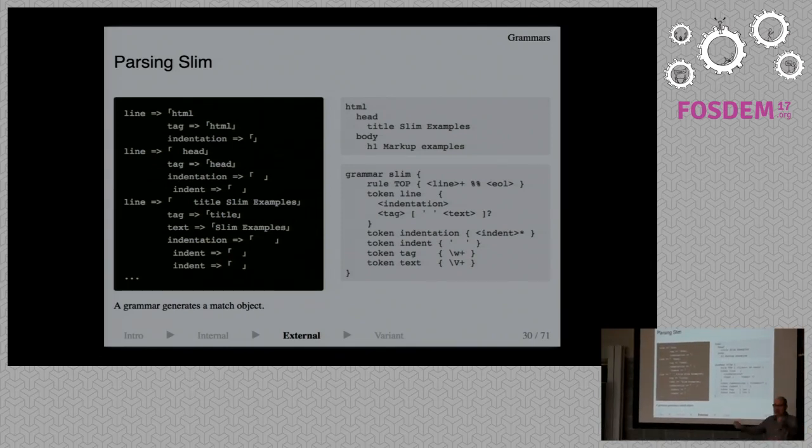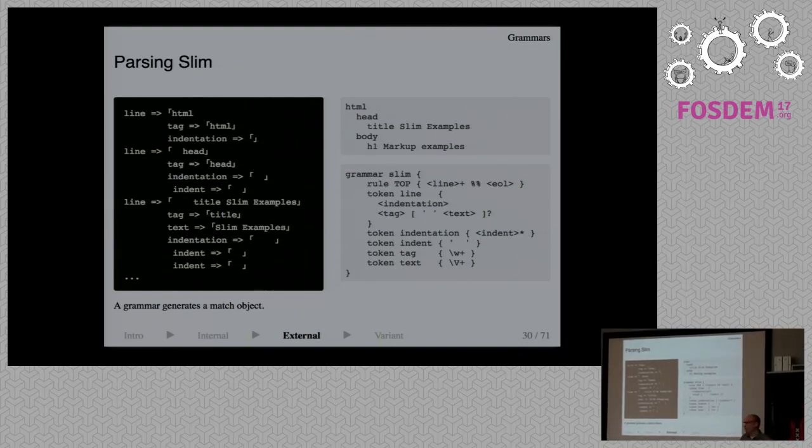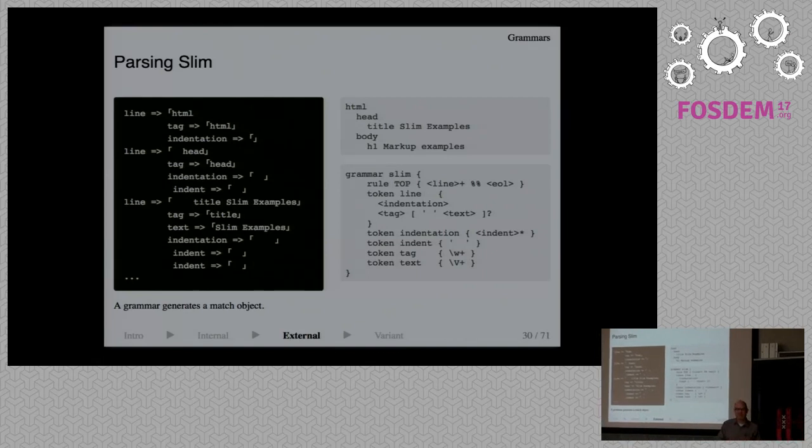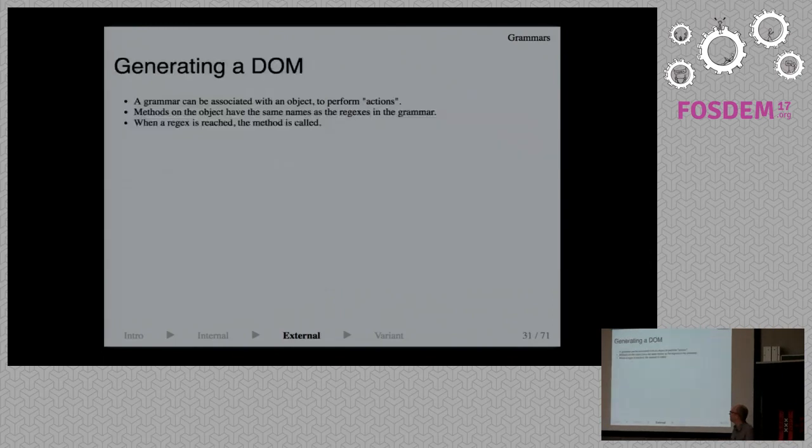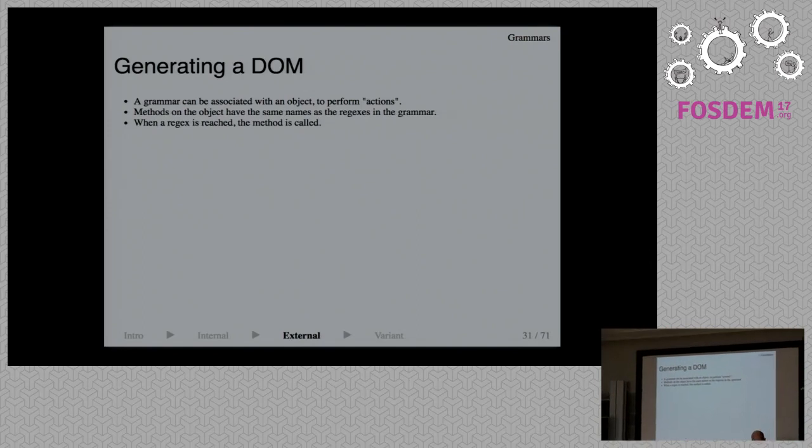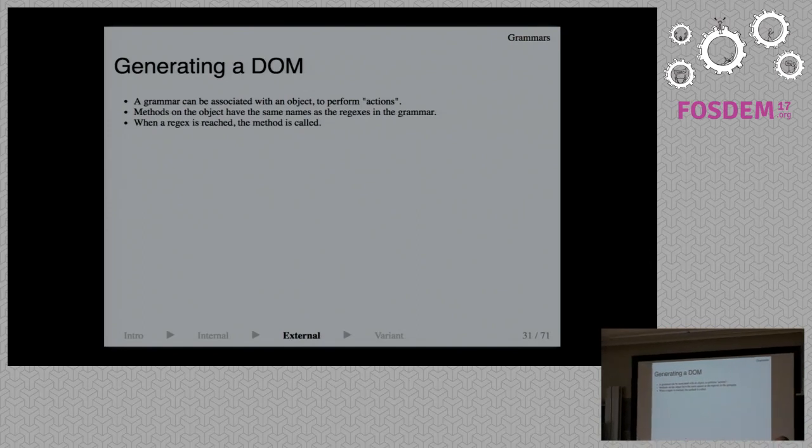So generally, instead of parsing something and getting a big match object, the way to do something interesting with a grammar is to set up things that happen during the parse. A grammar can have an object associated with it, and then every time a particular rule is reached, the method of the same name on that object gets called. So if you have an object with a method called line, while it's parsing and it hits a line, it calls your method. And it sends you the current line. Okay.